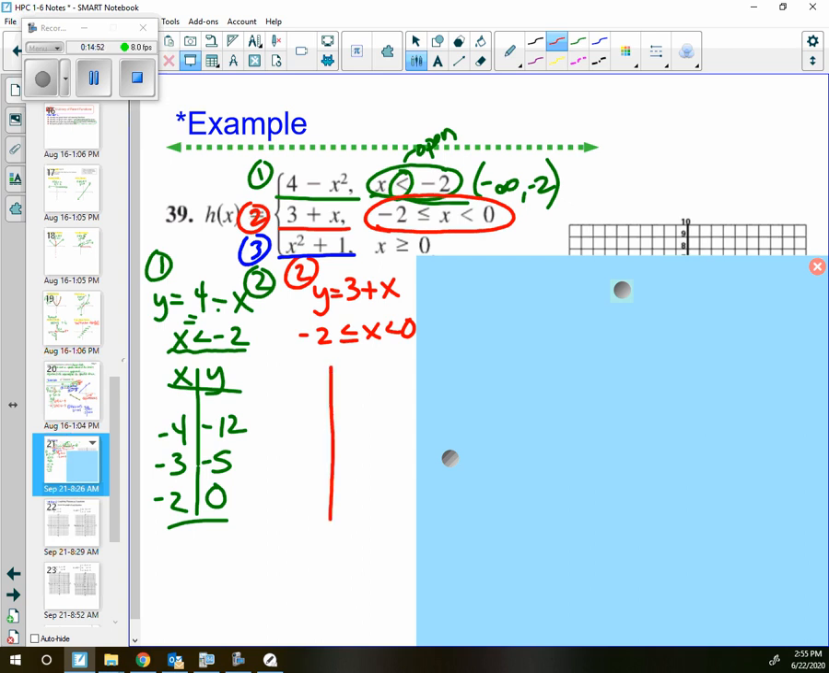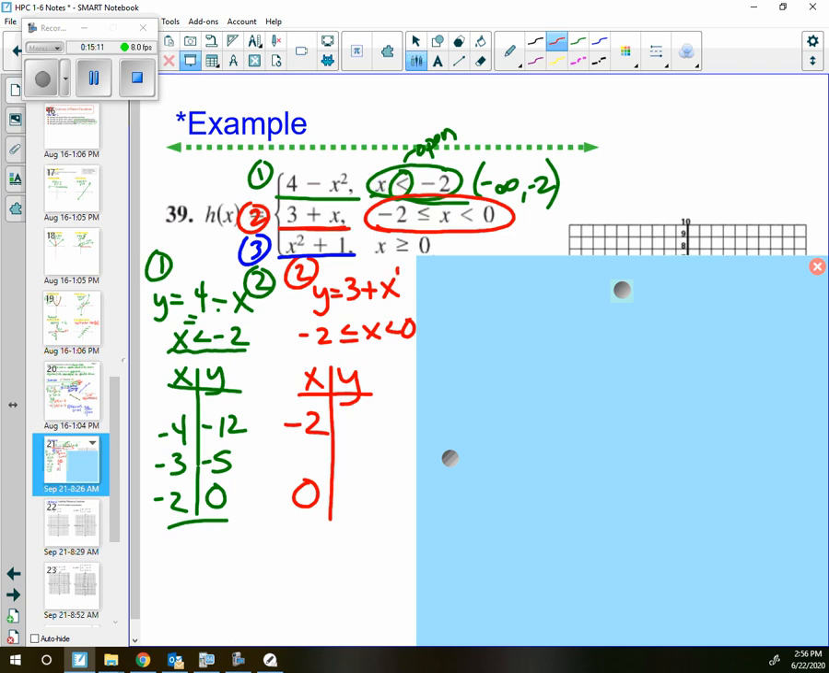Well, these are even better because that means what I need to do is put in the -2 and put in the 0. I need to see what's happening at both ends. Now, if you need more numbers in between to see what the pattern is, great. If you don't, then go ahead and just graph. In this case, that's linear, right? Degree 1. So we know what it's going to do.